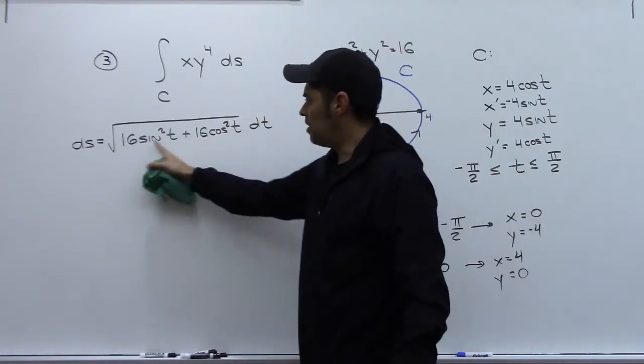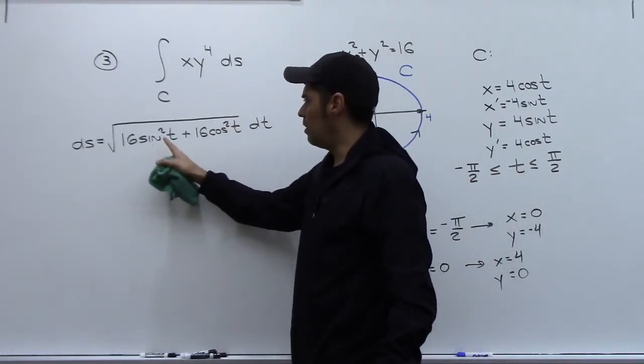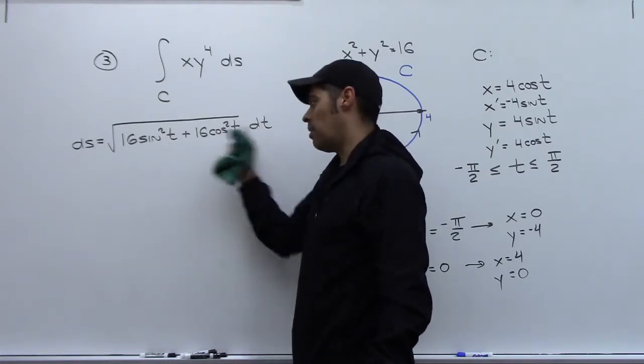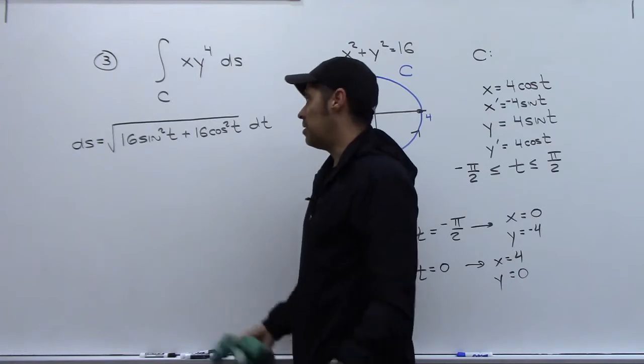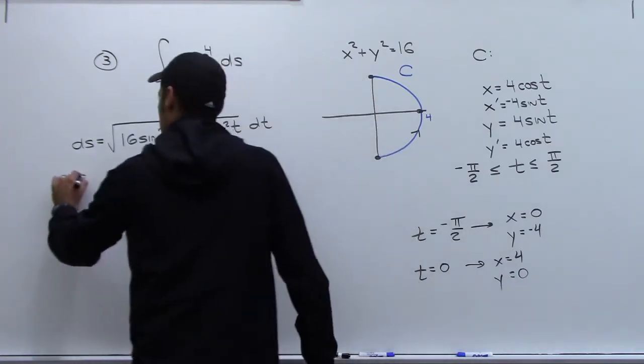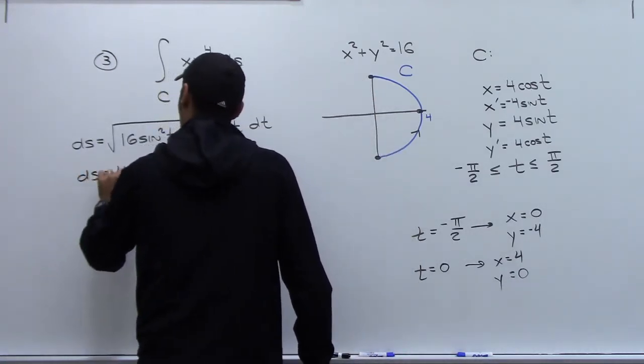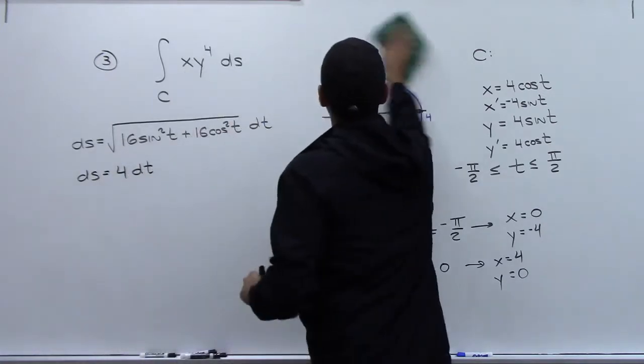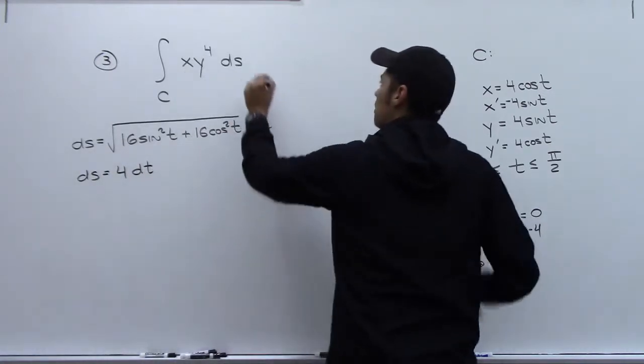And I can factor 16 out of this, and then I'll get sine squared t plus cosine squared t is 1, and then I'll have the square root of 16. But the square root of 16 is 4. So ds should be equal to 4 dt. That's nice. So let's go back up now and rewrite this.